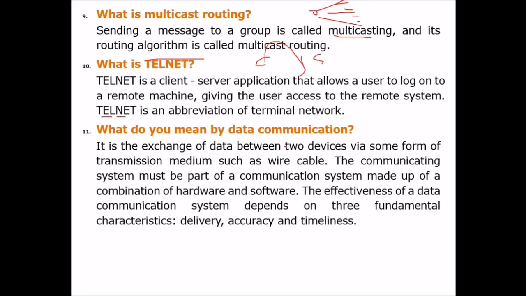What do you mean by data communication? Data communication means the exchange of data between two devices via some form of transmission medium such as wire, cable, or wireless. The communication system is made up of a combination of hardware and software. The effectiveness of a data communication system depends on three things: delivery, accuracy, and timeliness. So data communication should involve proper delivery, accurate delivery, and timeliness.